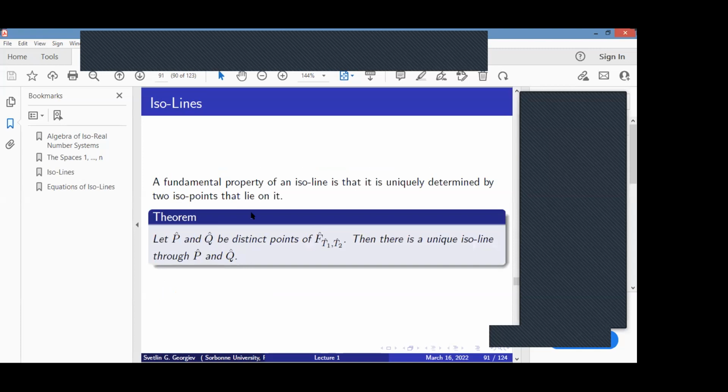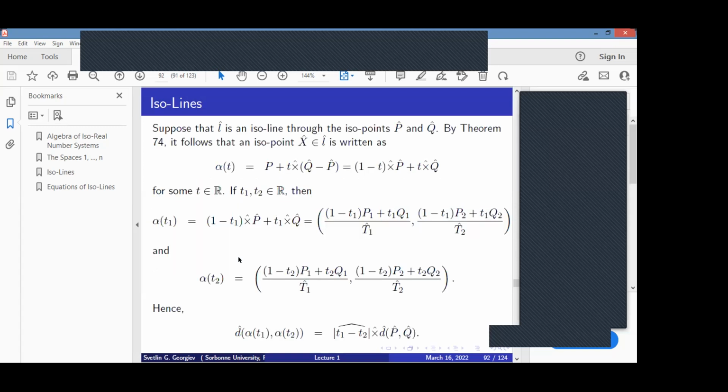So a fundamental property of an iso line is that it is uniquely determined by two iso points. That is, if \hat{P} and \hat{Q} are distinct points which belong to the set \hat{F}, \hat{T}1, \hat{T}2, then there is a unique iso line through these iso points \hat{P} and \hat{Q}.